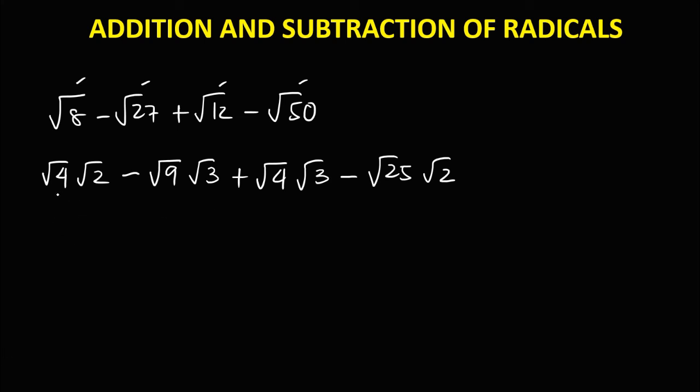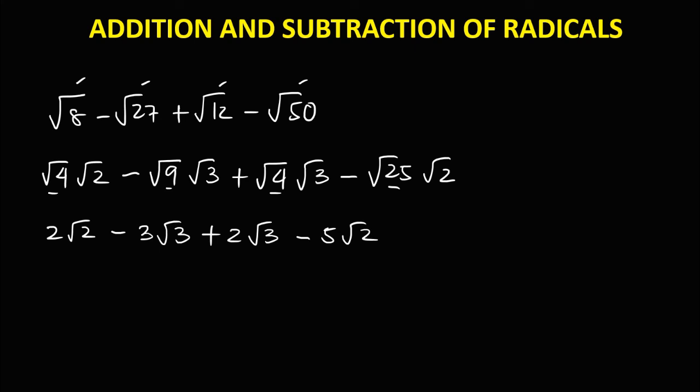Then simplify. So this square root of 4, that's 2 times square root of 2, minus square root of 9, that's 3 times square root of 3, plus square root of 4, that's 2 times square root of 3. Then minus square root of 25, that's 5 times square root of 2.